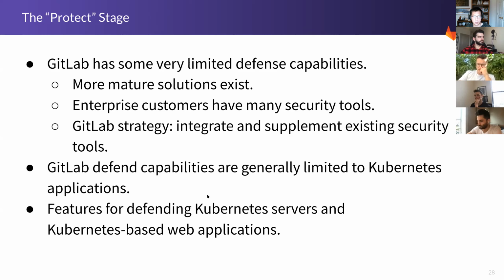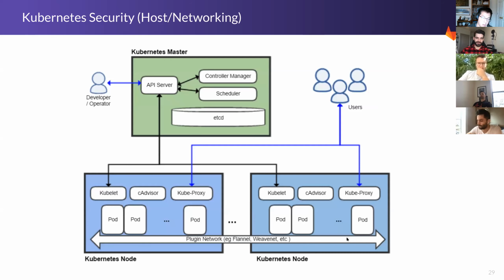Another theme is that most of our defend capabilities are limited to Kubernetes clusters. So if our web servers are running in Kubernetes, that's what we're talking about. We have certain features for defending the clusters themselves, and we have additional features for defending specifically web apps if they're running in Kubernetes. So let's talk about what we have here. Another caveat is that this roadmap is changing all the time. Some of these slides may actually be out of date, but when I made this presentation about a month and a half ago, this was our current offering.